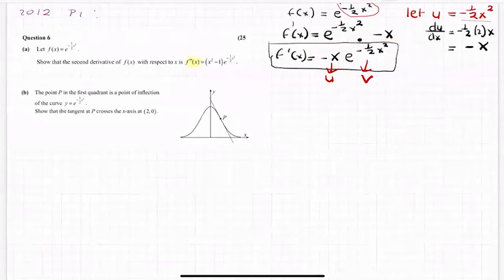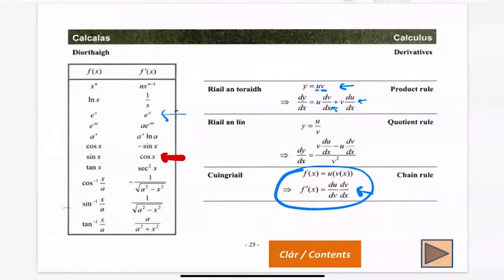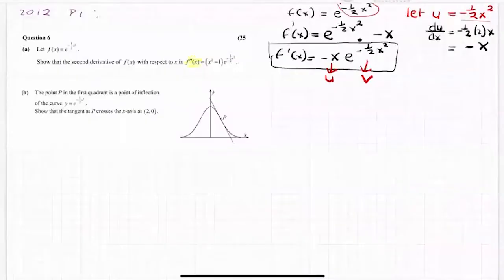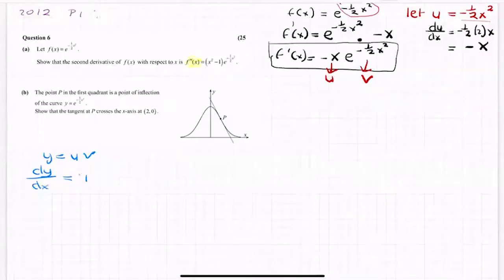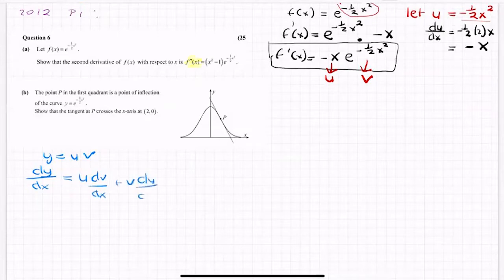Okay, so in this one, let me write down my product rule from here. y is equal to uv. So when I differentiate it, dy dx, or of course f dash of x, it is u times dv dx plus v times du dx. Okay, so I need to set up these four pieces, u and v, dv dx, du dx.